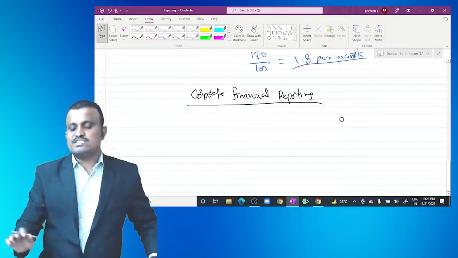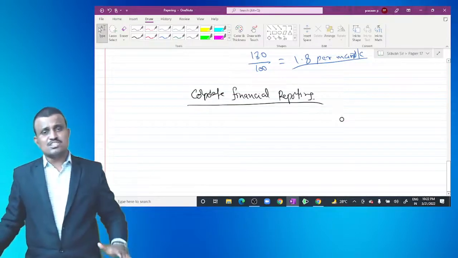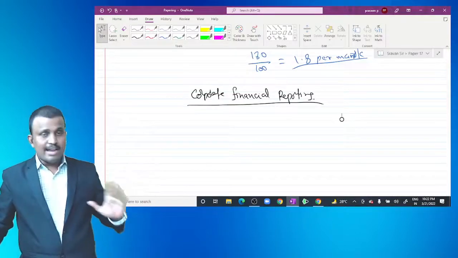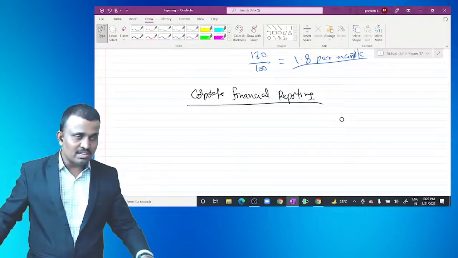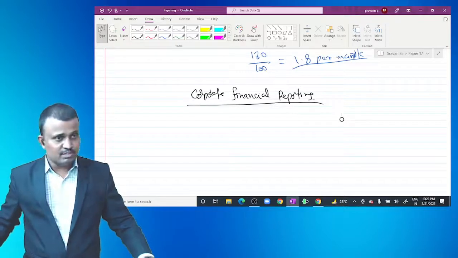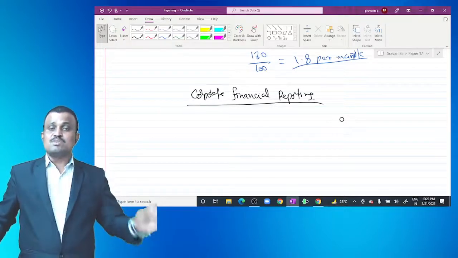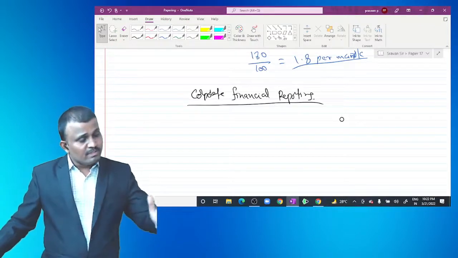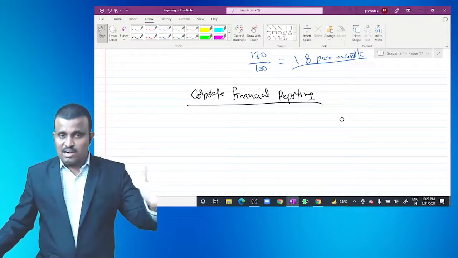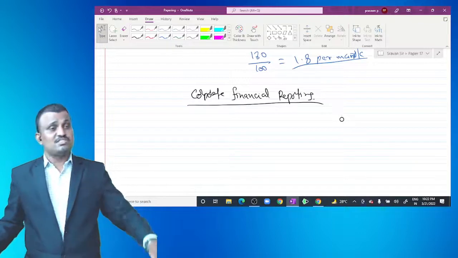So what is meant by CFR? Till now we discussed what is meant by accounting. Accounting is nothing but an art of recording, classifying, summarizing, analyzing, and interpreting the financial information, which is communicated to the users of financial statements. Then we have the knowledge on how to prepare the financial statements.